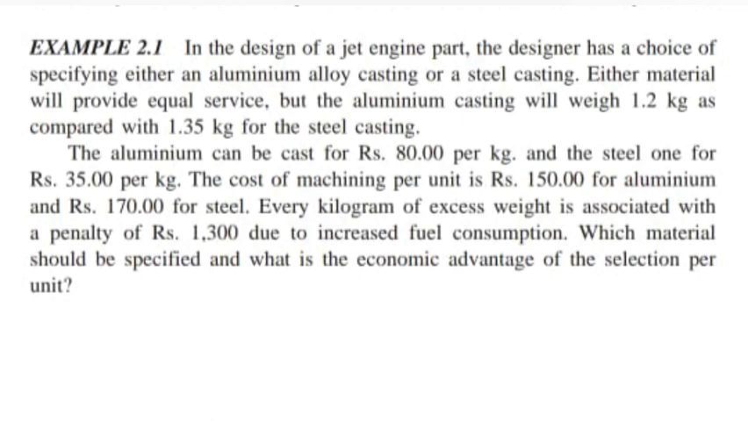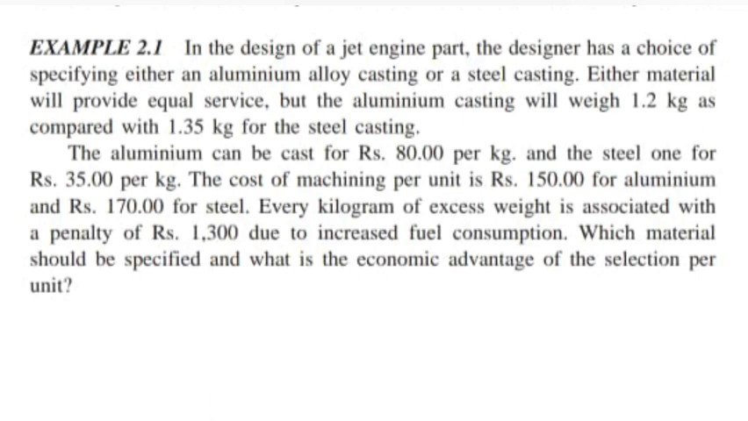In the design of a jet engine part, the designer has a choice of specifying either an aluminum alloy casting or steel casting. Either material will provide equal service, but the aluminum cast will weigh 1.2 kg as compared with 1.35 kg for the steel casting. The aluminum can be cast for rupees 80 per kg and the steel one for rupees 35 per kg.